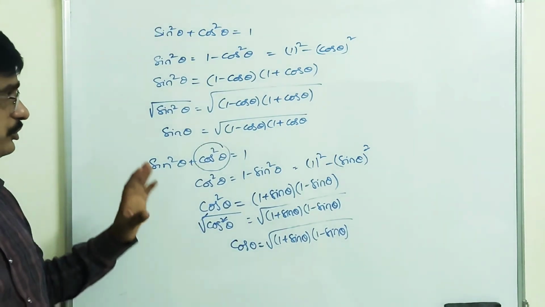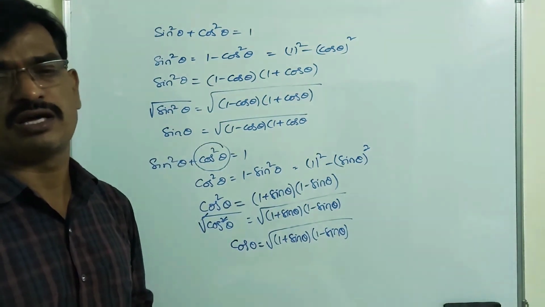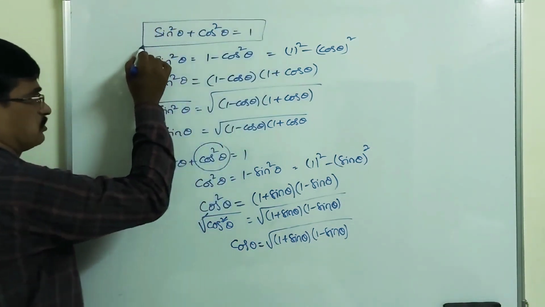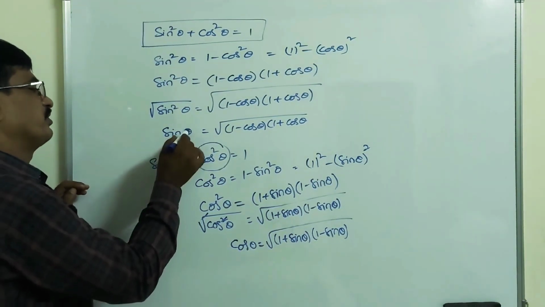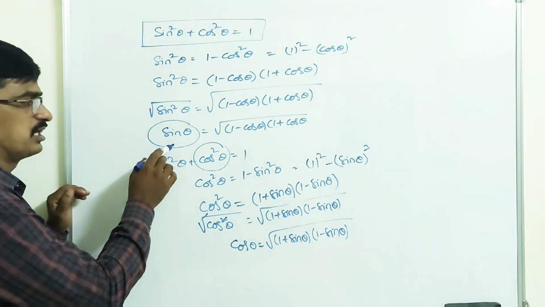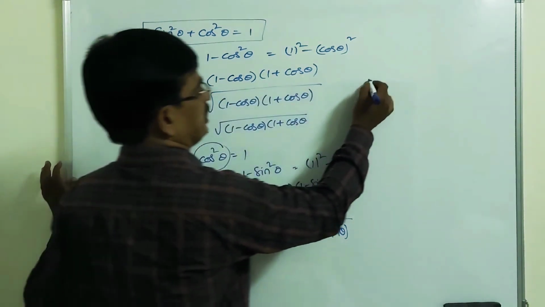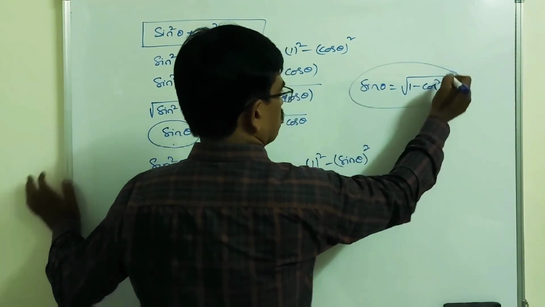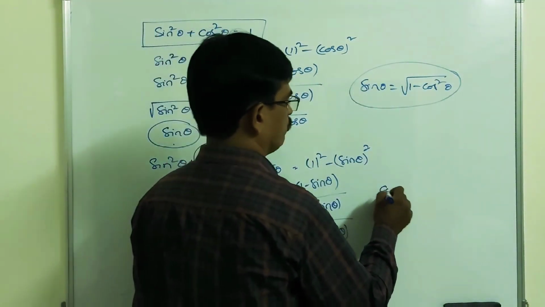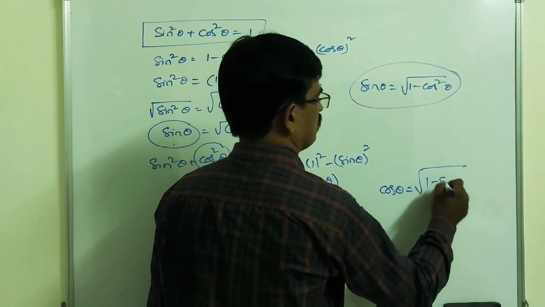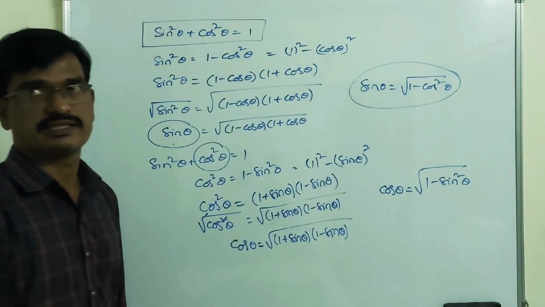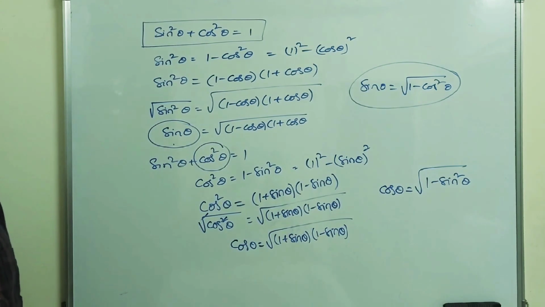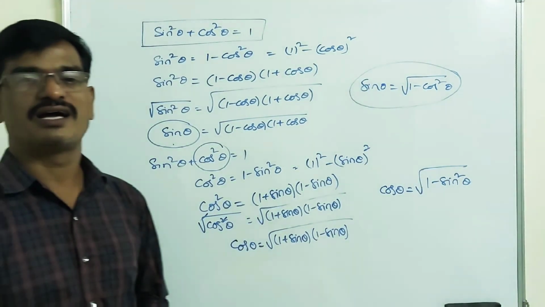Like this, we can change the structure of the formula. So if you remember sin square theta plus cos square theta is equal to 1, then when we are going to find sin theta, we can directly use sin theta is equal to root of 1 minus cos square theta, when they give the cos value. If they give the sin value, then we can find cos theta is equal to root of 1 minus sin square theta. This is the way to use the identities.